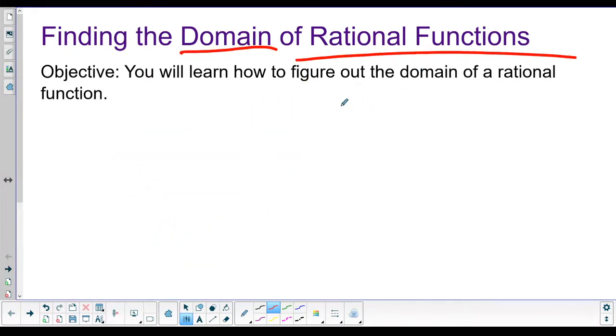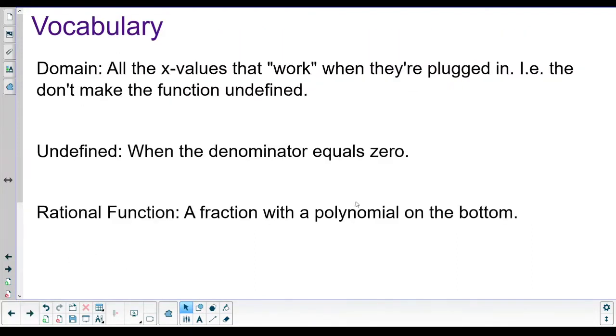Anyway, you're going to learn about the domain of rational functions today. So what that means is you're going to just learn how to figure out what the domain is, and we're going to go over how to rewrite that again. So if you don't remember domain from the last domain video, don't trip about it. I'll teach you again.